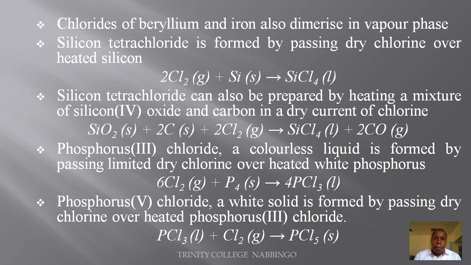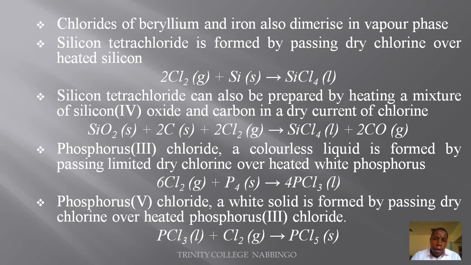The chlorides of beryllium and iron can also dimerize. So in case you find that, you should also remember that it is similar to that one of aluminium. Then silicon tetrachloride is prepared by passing dry chlorine over heated silicon, and the equation there is showing us that chlorine reacts with silicon to form silicon tetrachloride, and you can see that the state symbol for that product is a liquid. It's very important for us to observe that.